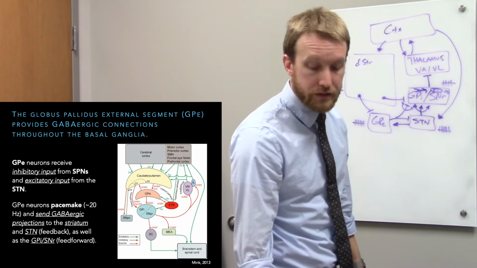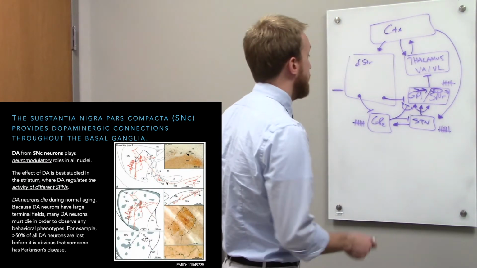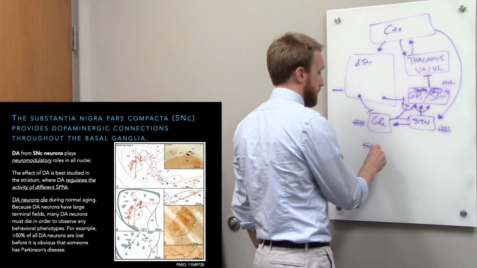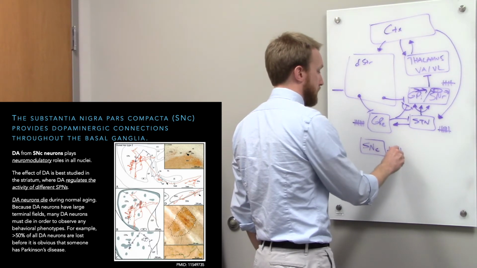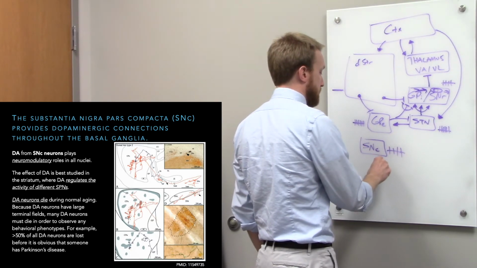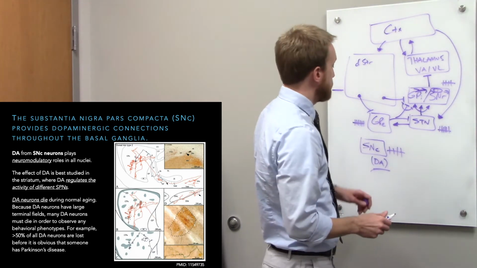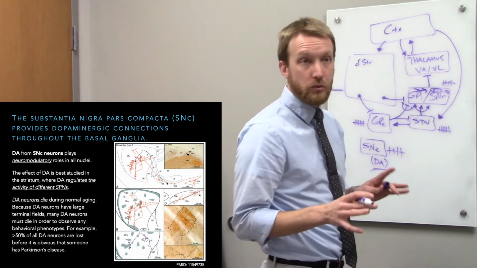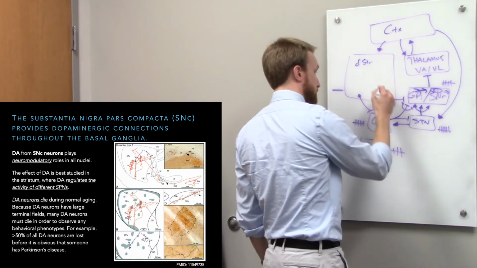One last place to consider, and then we've introduced all of the nuclei, and that is the SNC, the substantia nigra pars compacta. These pacemake. What's special about them is that they release dopamine. Dopamine is going to target the rest of our basal ganglia, but the site that we care about is the dorsal striatum.